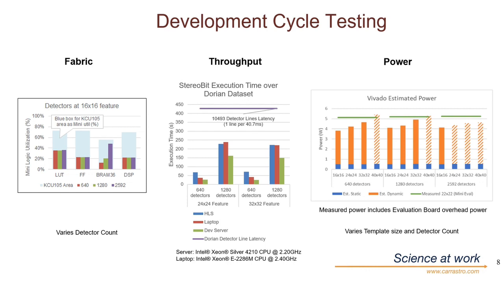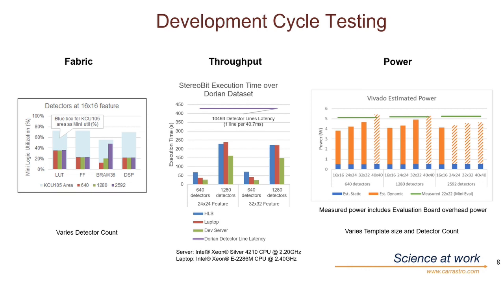Testing on development hardware lets one verify that the application fits within the necessary resource limits. Here are some results from StereoBit using the Xilinx KCU105. The KCU105 has a smaller FPGA fabric than the SpaceCube Mini that we are targeting. So if the KCU105 board will support the application, it will definitely run on the SpaceCube Mini.